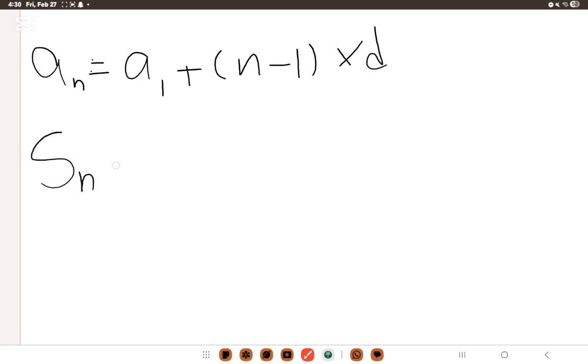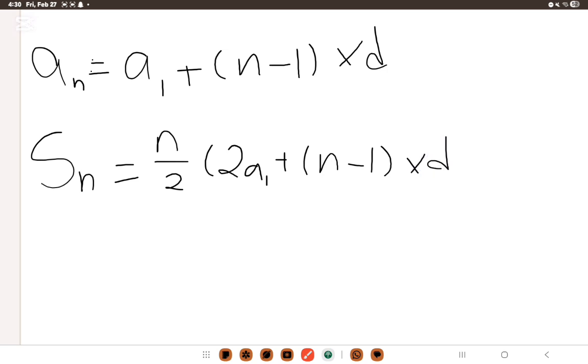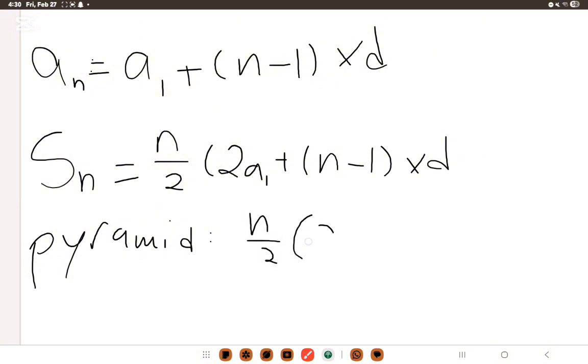I'll write the formulas really quickly so you don't forget them. For arithmetic, an is equal to a1 plus n minus 1 multiplied by d. Sn, however, is n over 2 multiplied by 2a1 plus n minus 1 multiplied by d. However, for the pyramid question, there's an exception. It's going to be n over 2 multiplied by a1 plus 1, a1 being the base. That's everything you need to know for this quiz.